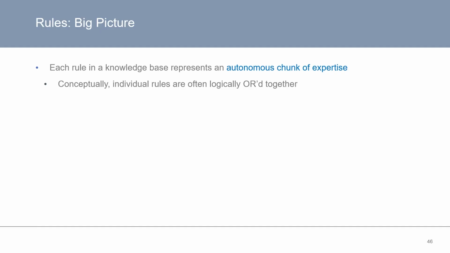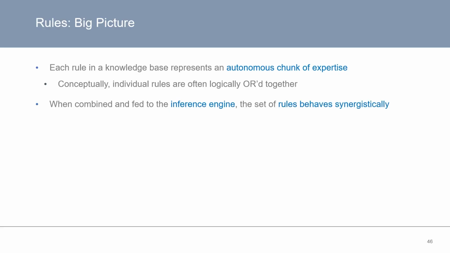Each rule in a knowledge base represents an autonomous chunk of expertise. Each individual rule is conceptually linked through OR expressions. When these rules are combined and fed into what's called an inference engine, the set of rules behaves synergistically, being utilized collectively to make decisions and choose new actions.